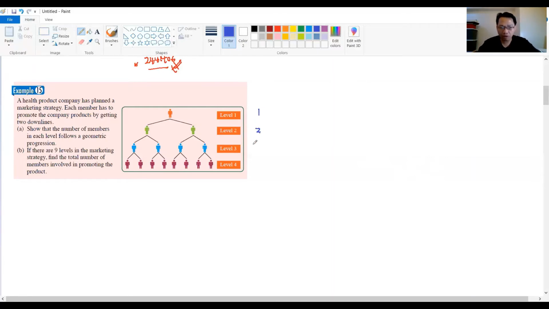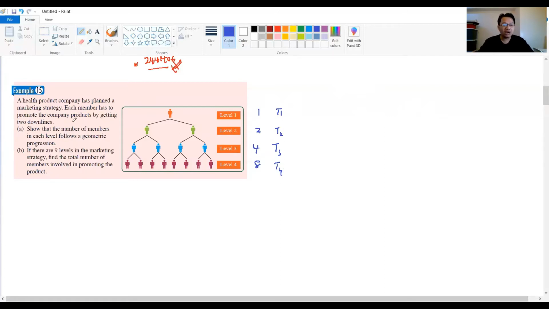The third level, we got 4. And the fourth level, we got 8 persons. So this is the first term, second term, third term, fourth term. From here, we automatically know this is a GP, not AP. Why? Because 1 becomes 2, you times 2. 2 becomes 4, another times 2. 4 becomes 8, another times 2, right? So this shows that the number of members in each level follows the geometric progression.